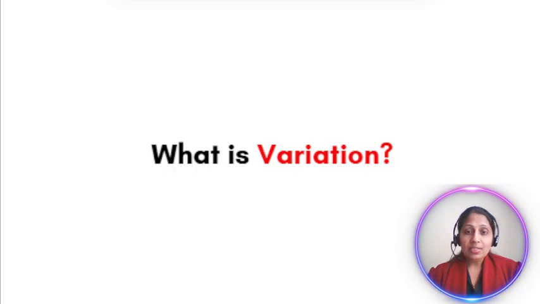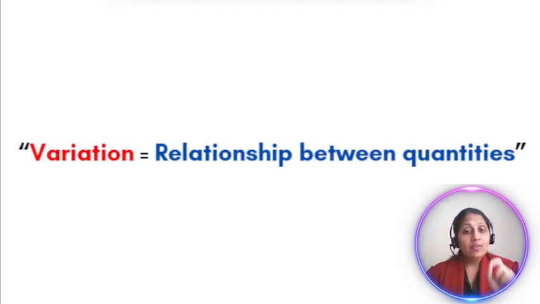Now, what is variation? Variation is just a fancy word for any relationship between two or more quantities. It tells us how one thing changes when another thing changes. So let me put it in a very simple way. Variation is nothing but relationship between the quantities.